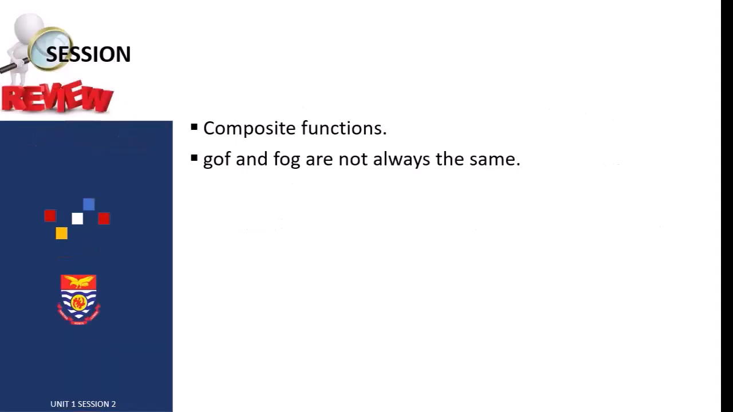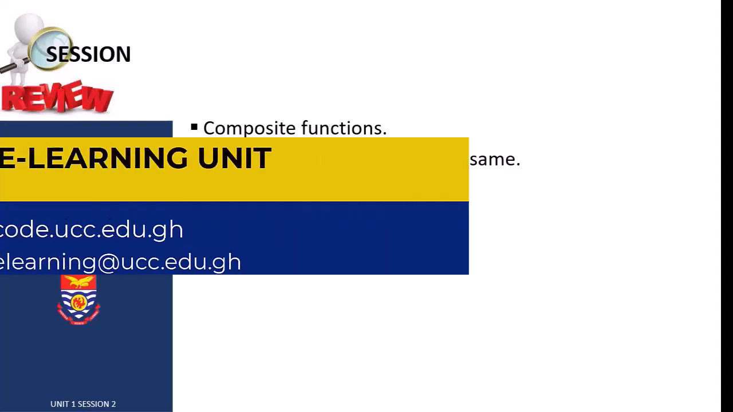So in this session we looked at composition functions, that is composite functions, and we said that when you combine two functions to form a new one, we get what we call the composite function. And remember, we also said that g of f is not the same as f of g. They are not always the same. Okay, so thank you very much. And then in the next section we want to look at the inverse of a mapping.